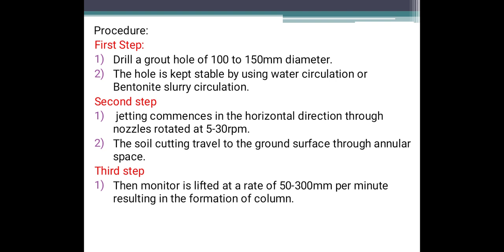So the procedure of jet or replacement grouting. First step we have drilling of the grout hole of 100 to 150 mm diameter. The hole is kept stable by using water circulation or bentonite slurry circulation. Then second step we have commencement of the jetting here, in the horizontal direction through a nozzle rotated at 5 to 30 rpm. In the rotation we can maintain the rate of 5 to 30 rpm. The soil cuttings travel to the ground surface through the annular space provided.